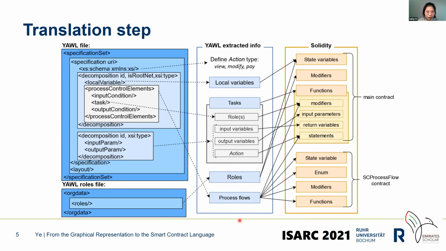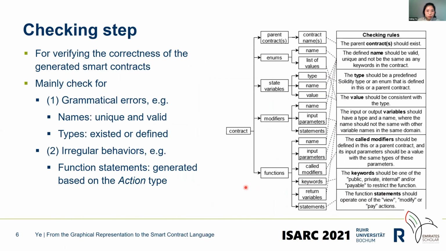The translated YAWL information will be separated into two Solidity files. The main contract name is obtained from the YAWL name, and another contract called SC process flow contract is to restrict the running order of the functions based on the process flow. The checking rules of the Solidity smart contract language are shown in this figure. Checking rules are defined for verifying the correctness of the generated smart contract.